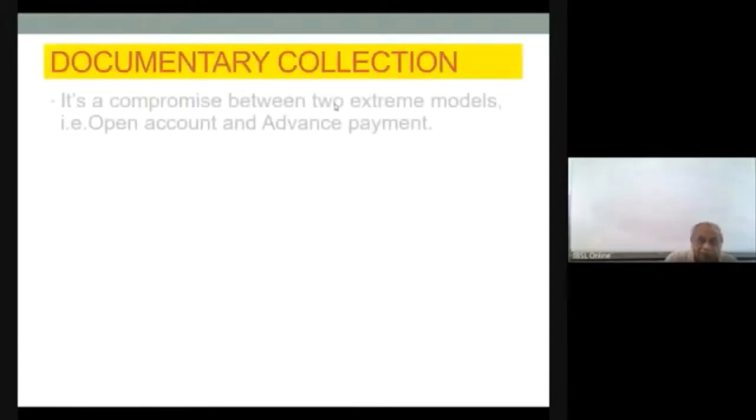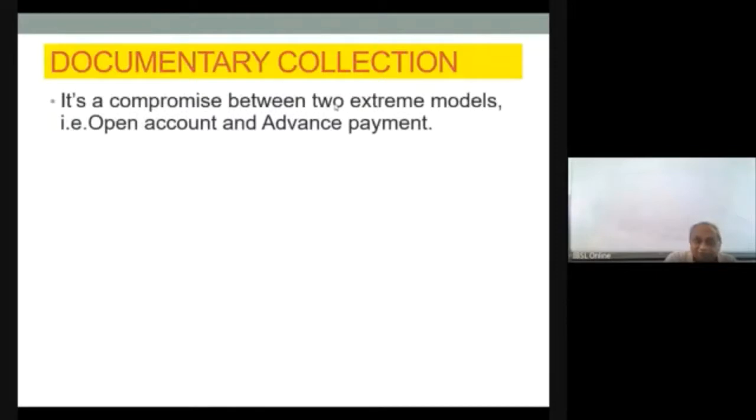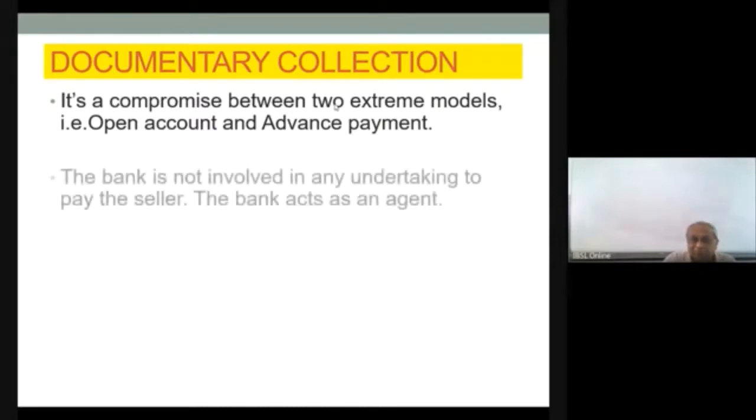Now the documentary collection is, as I mentioned to you, a compromise between two extreme models, for example, open account and advance payment. But the beauty is, even though the documents are routed through the banks, the bank is not involved in any undertaking to pay the seller. They are not taking any undertaking. Right? The bank acts as an agent. Right?